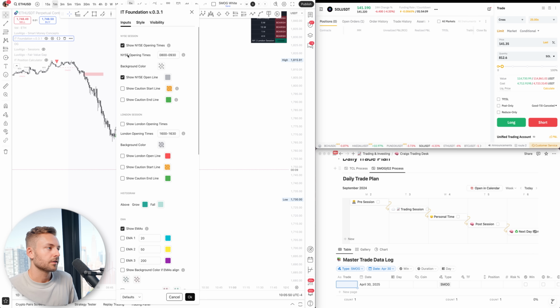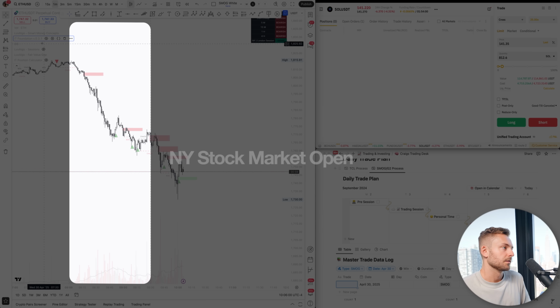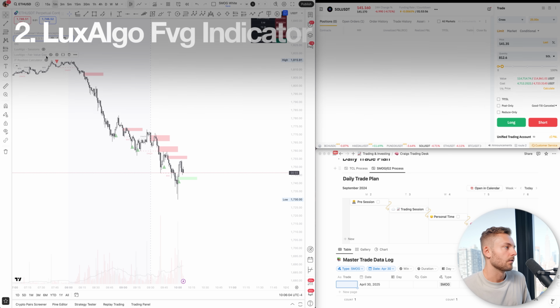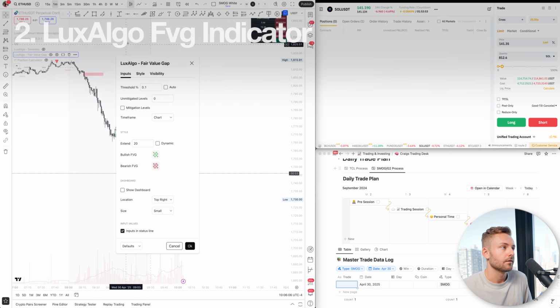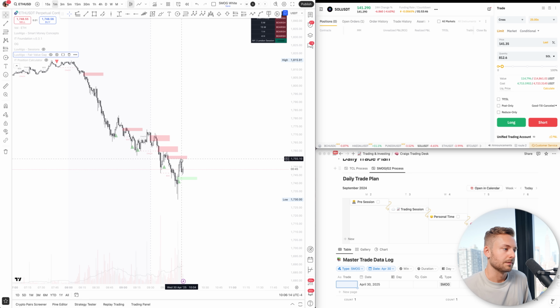What I have is New York stock open time from 8 to 9:30, and that's exactly what's showing here, which is going to show me when the New York stock market opens. Second thing that I have here is Lux Algo Fair Value Gaps, which is a free indicator. You can just go into your indicators here and search for that. You'll see I have a threshold of 0.1 for my fair value gaps. That's going to produce these automatic levels on my chart here.